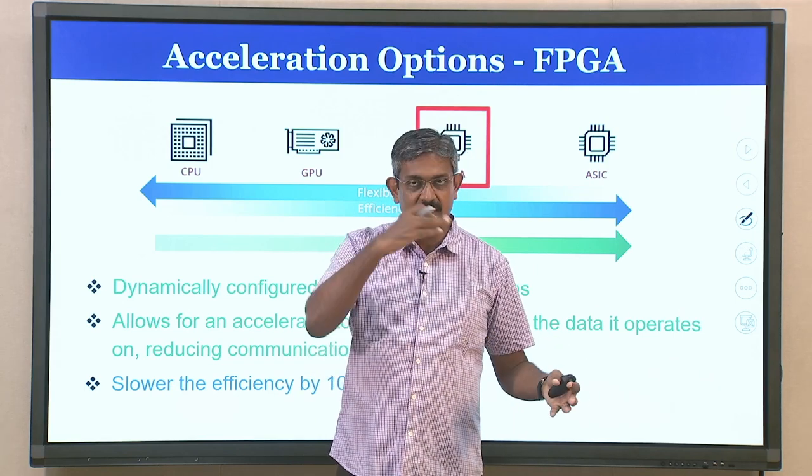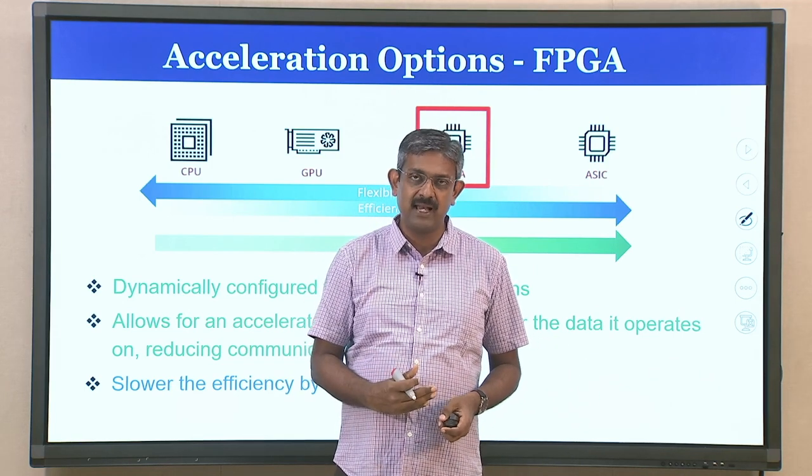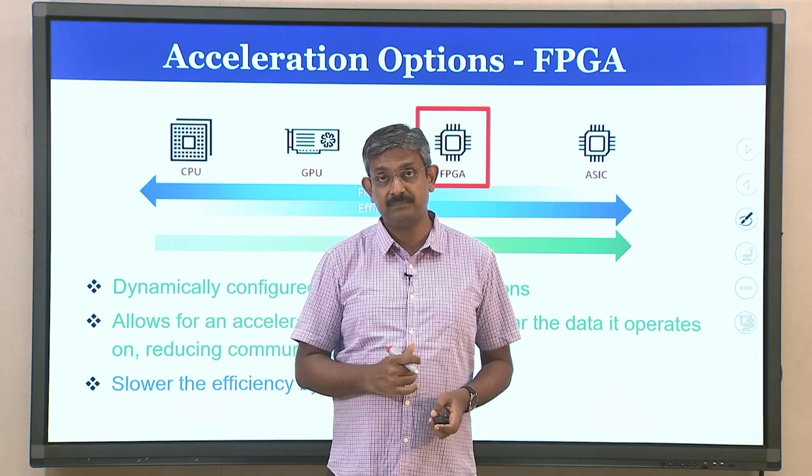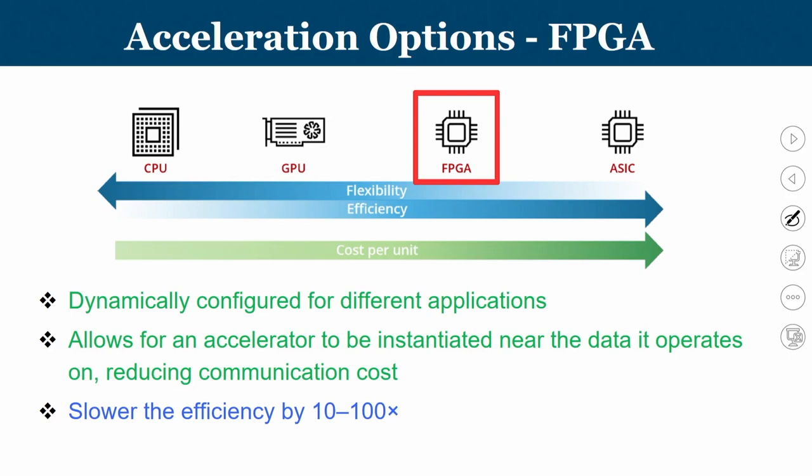So when compared to ASIC, it gives a little bit more flexibility, but not as good as the flexibility offered by general purpose computers. In the case of an FPGA, it is dynamically configured for different applications. I can reprogram it. That's basically what it tells. It allows for an accelerator to be instantiated near the data it operates on, so thereby it can reduce the communication cost. I can get the task done inside this, but it is lower in efficiency by roughly 10 to 100% as far as an ASIC is concerned. But it still has its own pros and cons, because as we move away from ASIC, the flexibility increases.